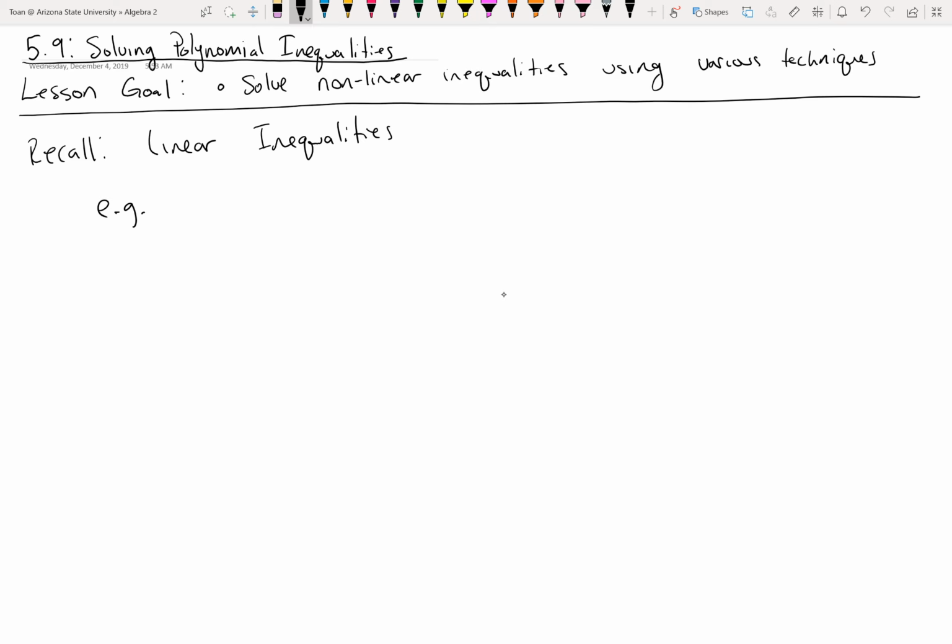For example, let's say we had something like 2x minus 4 is strictly less than 8. When you have a linear inequality, you basically treat it like a regular equation with one special rule. Anytime you multiply or divide by a negative number, you have to reverse the inequality symbol. But aside from that, it's your regular algebra inverse operation. Do whatever you need to do to get the variable by itself. So you would add 4 to both sides, and then divide both sides by 2, right? No fuss, just very straightforward solving for x.